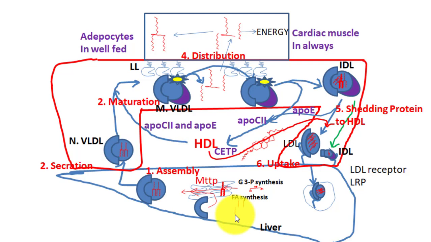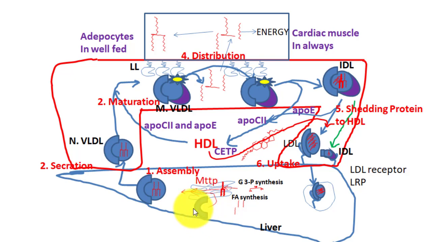After we eat food, excess carbohydrate or lipid will convert into fatty acids, and the fatty acids will assemble into triglyceride. Fatty acid synthesis will synthesize fatty acid in the liver, and glycerol synthesis will form glycerol 3-phosphate, and they will assemble and form triglyceride.